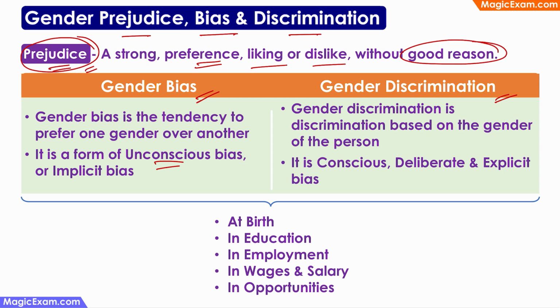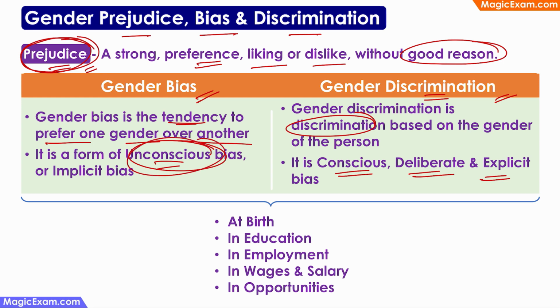So gender bias is the tendency to select or prefer one gender over the other unconsciously. Whereas gender discrimination is conscious, deliberate or explicit. That is, the person is purposefully discriminating against one gender or the other because of the prejudice. So bias is unconscious and discrimination is conscious or deliberate. Now, where can this bias or discrimination happen? Well, it can happen at birth. For example, female infanticide is nothing but an example of gender discrimination.